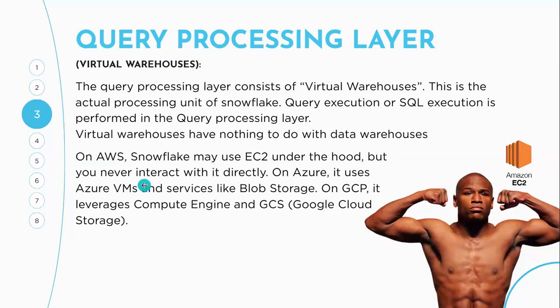If you are choosing AWS, then Snowflake is going to use Amazon EC2 for the virtual warehouse. If you are using Azure, it uses Azure VM. If you are using GCP, it is going to use Compute Engine for processing the particular query. It's like the muscle of the system.